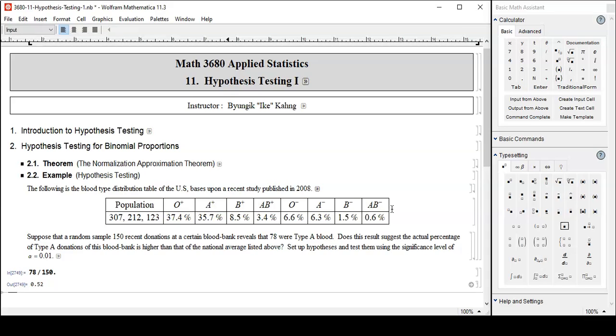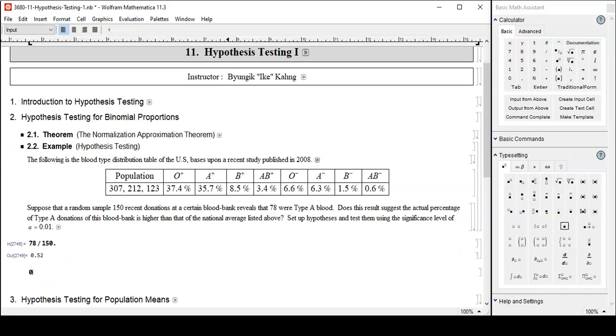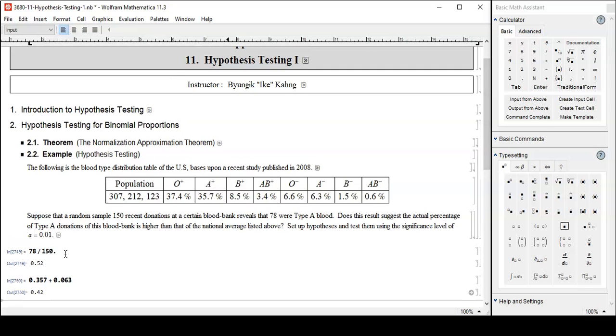Now let's go to this for entire US population. We have 35.7% of Rh positive A type and 6.3% of Rh negative A type. So from this, we have 0.357 plus 0.063, 42%. This is for national average. And this is observed proportion in this sample study. Okay, all right. We have all those numbers.